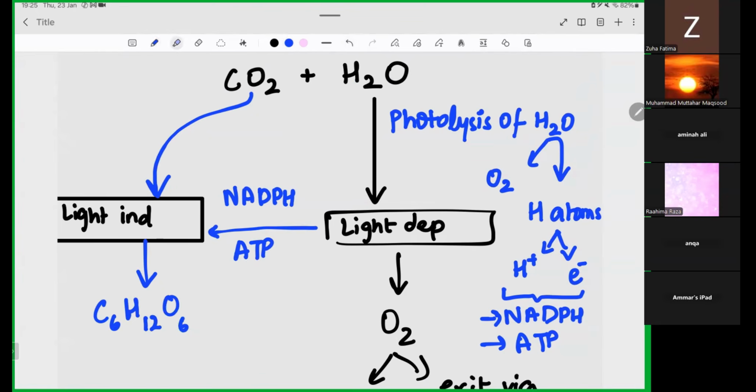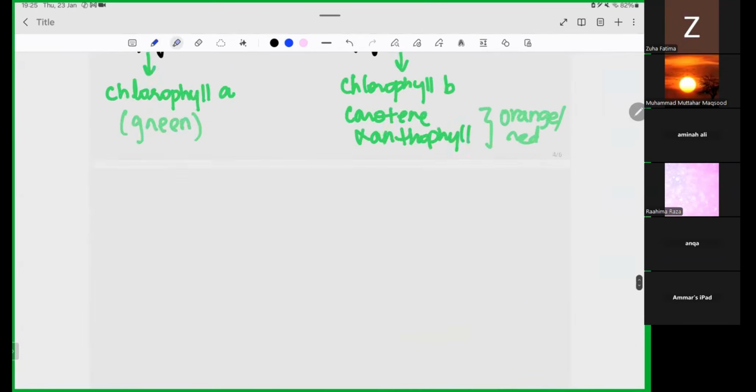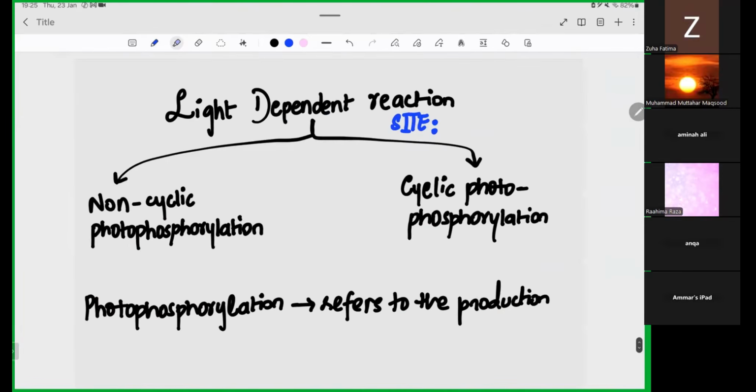Today, we would be studying the light dependent reaction. Now, for the light dependent reaction, we first need to understand that the light dependent reaction is further divided into two parts: non cyclic photophosphorylation and cyclic photophosphorylation. Now, phosphorylation is a term that we all are familiar with from chapter number 12. Can you guys tell me what do we mean by phosphorylation? What is phosphorylation?